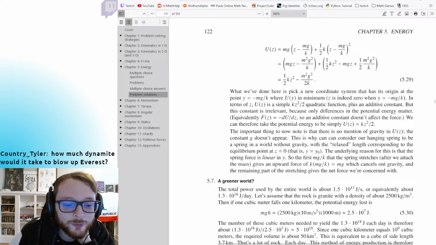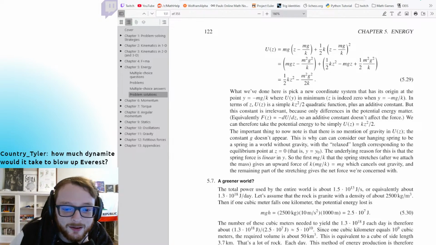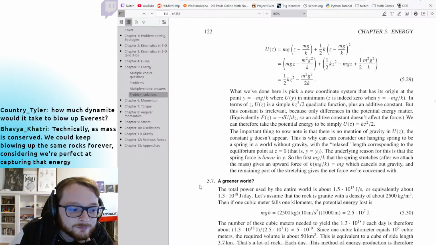So they got 1.3 times 10 to the 18 joules per day. What did I have? I got 27 times 10 to the 16. That's a pretty big difference, but we're using different sources, I guess, so I'm not going to worry about that. Well, the point is that they don't have the potential energy anymore once they've fallen.